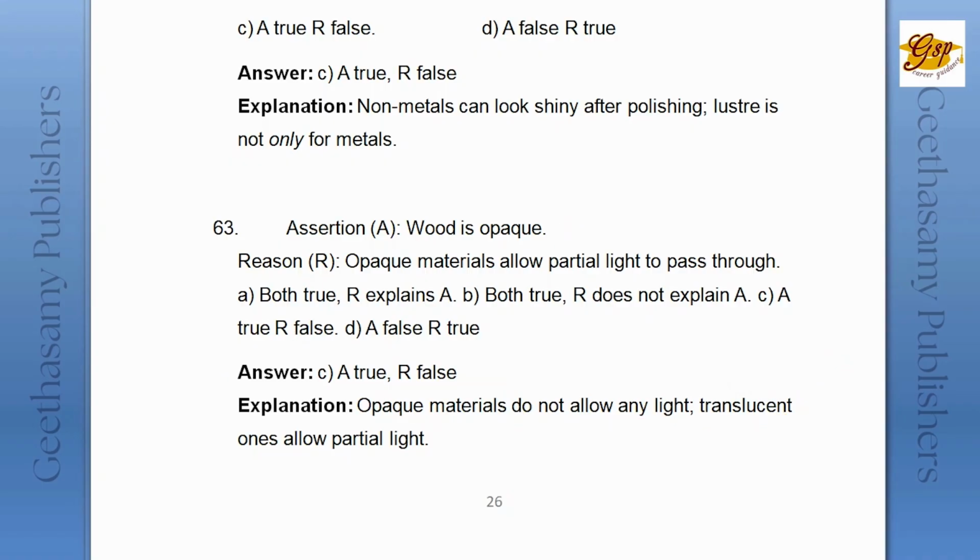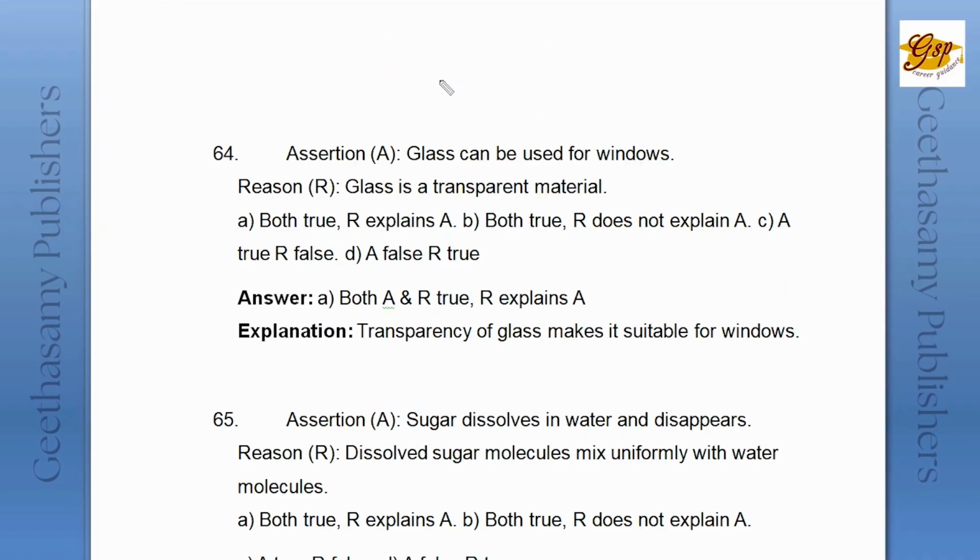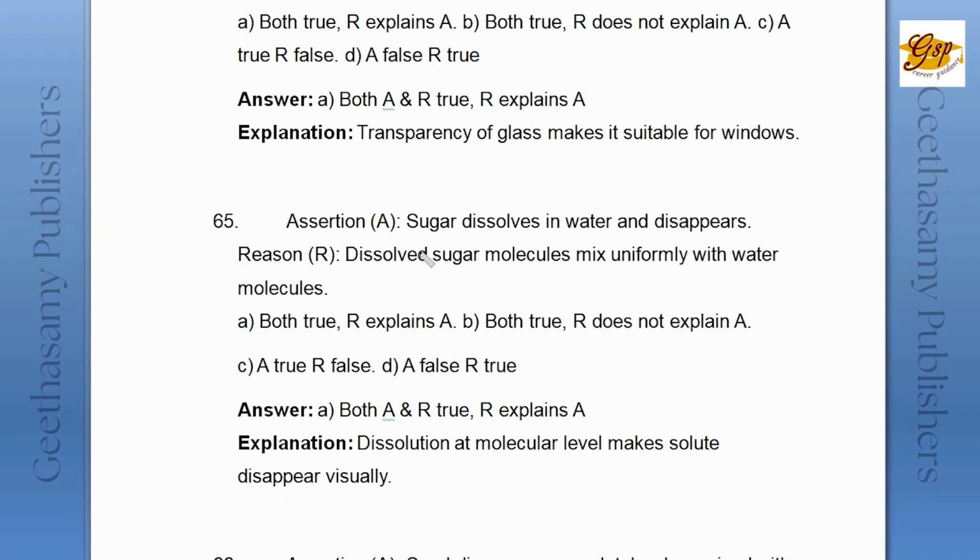Then 64th question. Assertion: Glass can be used for windows. Reason: Glass is a transparent material. Both are true and R explains A; both are true and R does not explain A; A is true, R is false; A is false, R is true. The correct answer is both A and R are true and R explains A. The transparency of glass makes it suitable for windows. That's right.